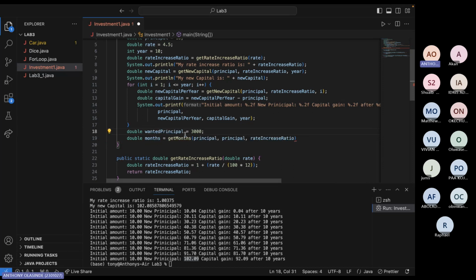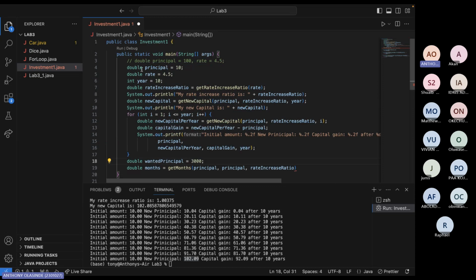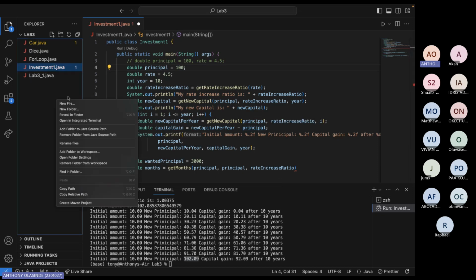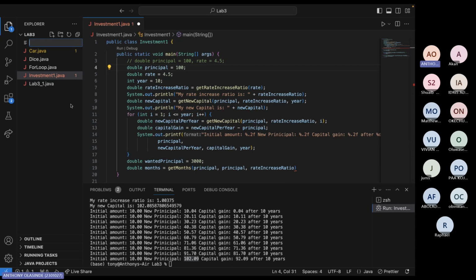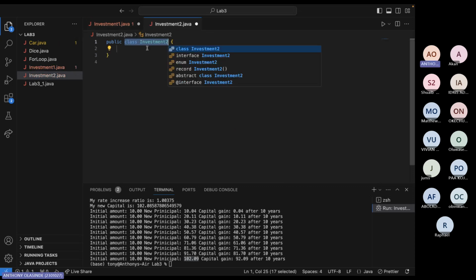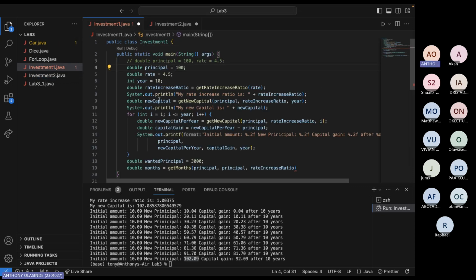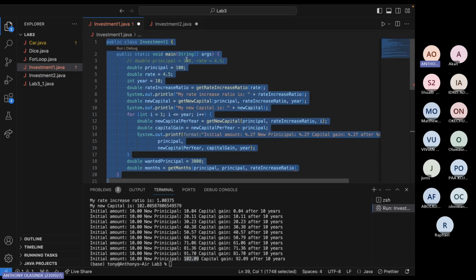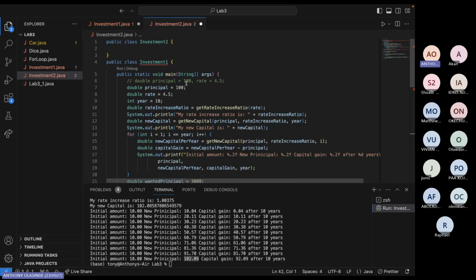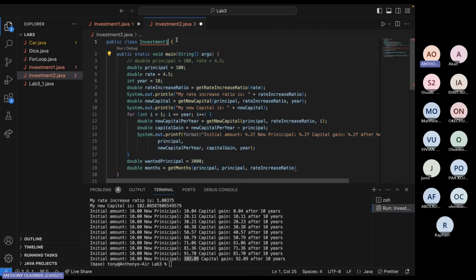Wanted principal is 3,000. Our initial principal is going to be 100. This is supposed to be in another file, so maybe I should actually put it in another file. Investment 2.java. Right. So I'll just copy and paste the whole thing, put it here, change this to 2, this to 2, and we should be fine.